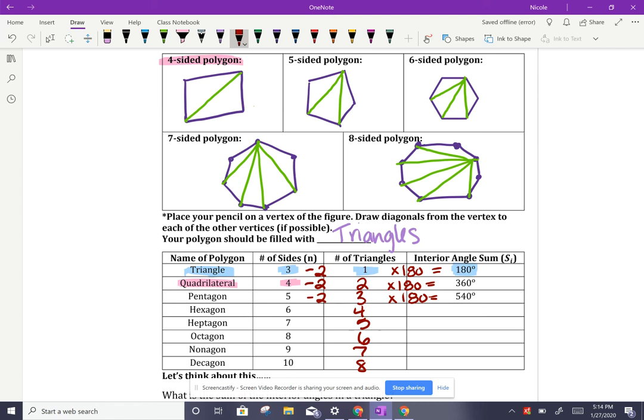But it'll be okay. So with each one of these, we're going to multiply the number of triangles by 180 degrees and fill out the rest of our table. So 4 times 180 is 720.